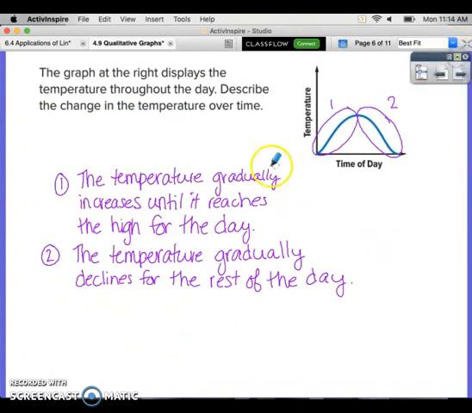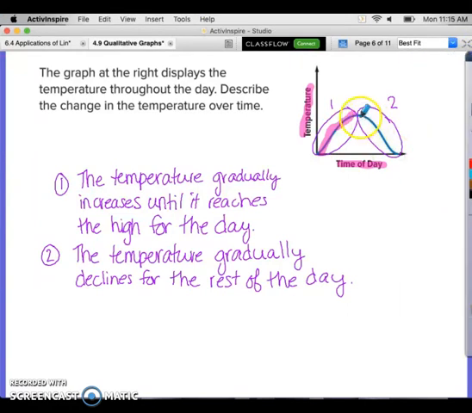All right, so first, the graph at the right displays the temperature throughout the day. Describe the change in the temperature over time. So if you notice, it's going up, it's climbing up. So that means over time, the temperature is rising. Okay, so I have these two circles here. This is the first part. So I can split this graph into two different parts. The first part is the rising, and then the second part, the temperature would be decreasing or going down.